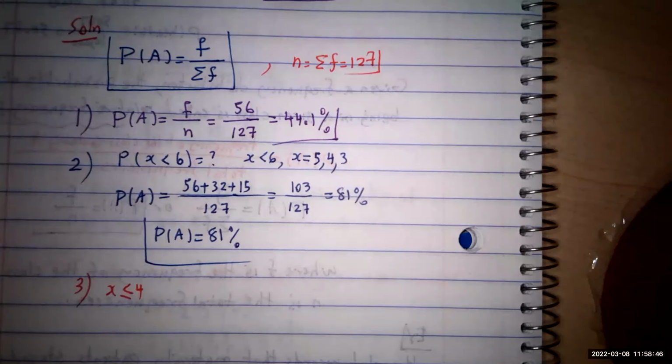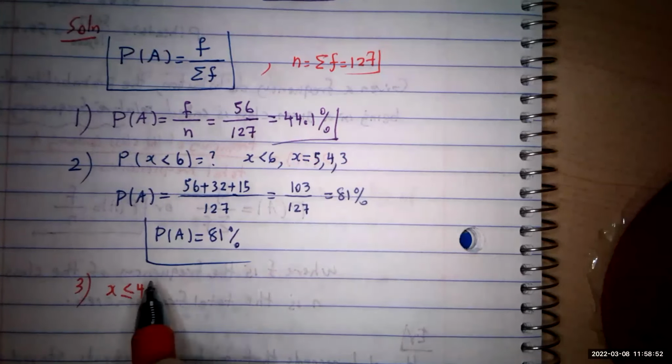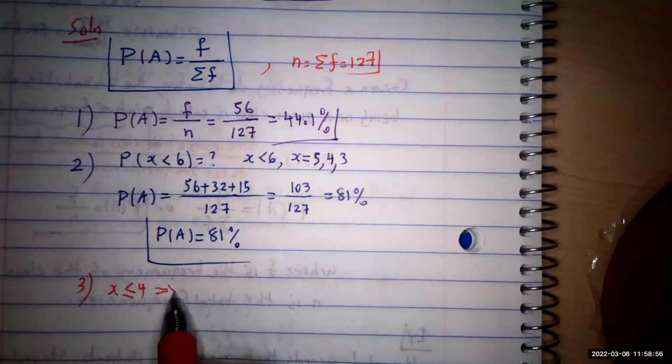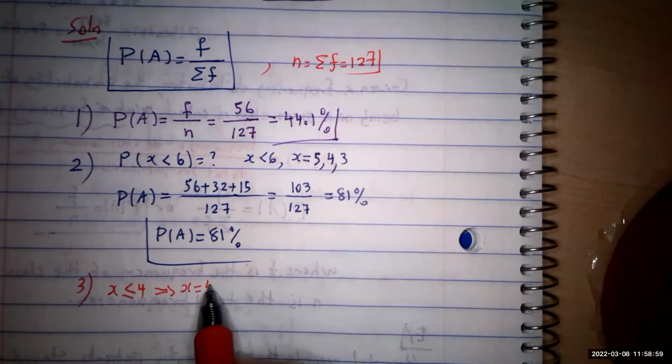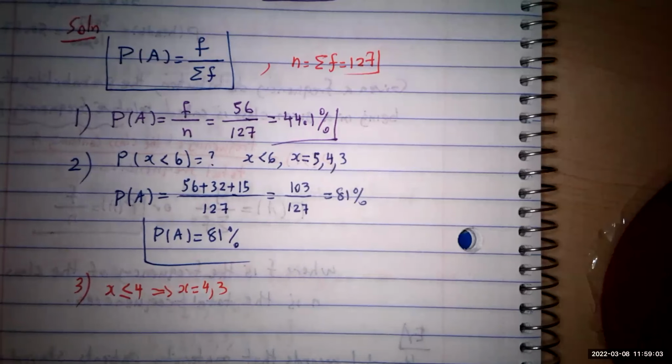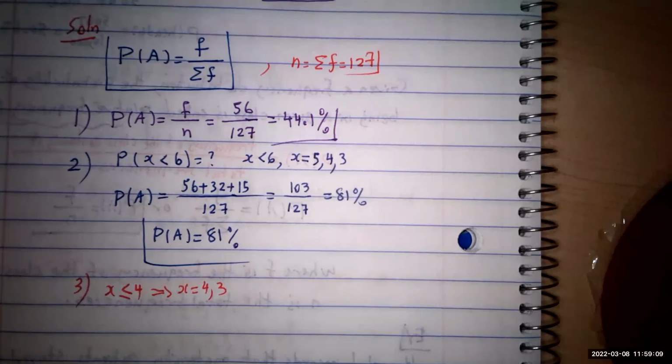Okay, at most 4 means 4 and done. 4 and done, so x is less than or equal to 4. So what are the possibilities? If this is the case, you can have 4, and then you can have a 3. Okay, you can have 4 and 3 because it's going to be 4, 3, 2, 1, 0, but you don't have 2 and 1.